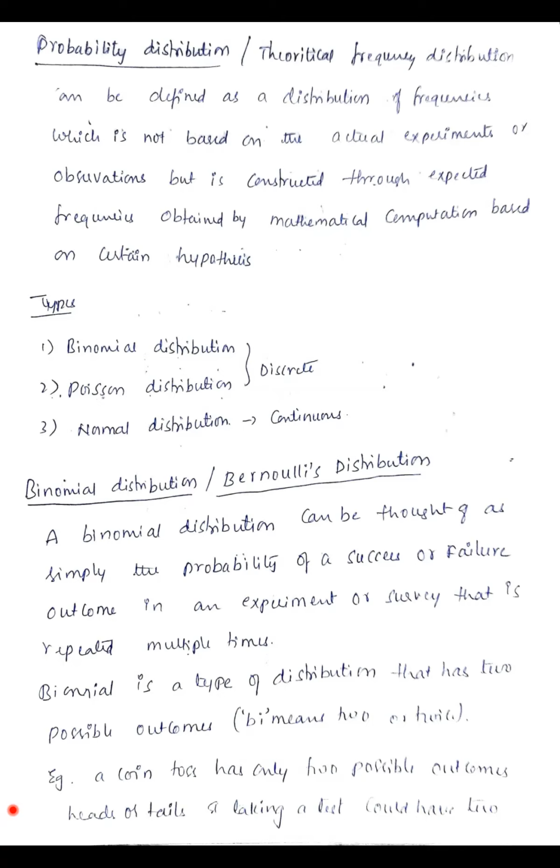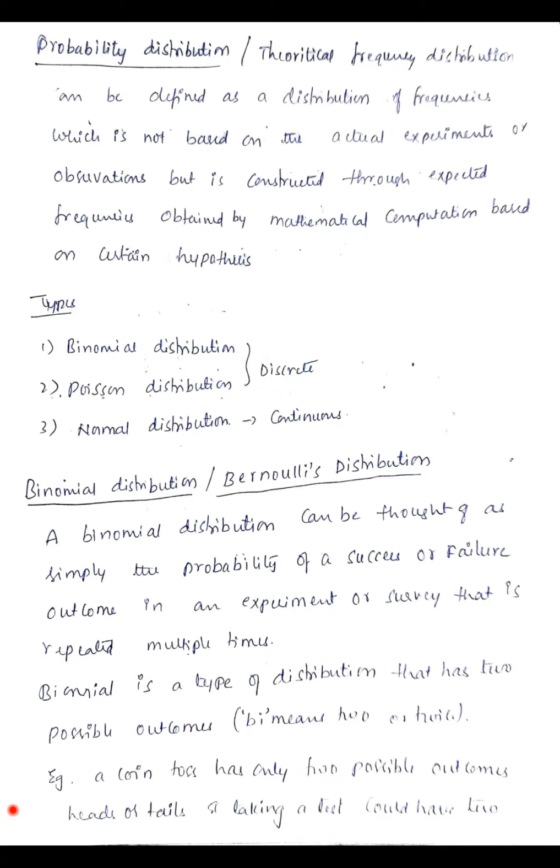First we'll see what these three different types of distribution are, and later on we'll see some examples. First, what is meant by the binomial distribution. It is also known as Bernoulli's distribution. A binomial distribution can be thought of as simply the probability of a success or a failure outcome in an experiment or survey that is repeated multiple times.